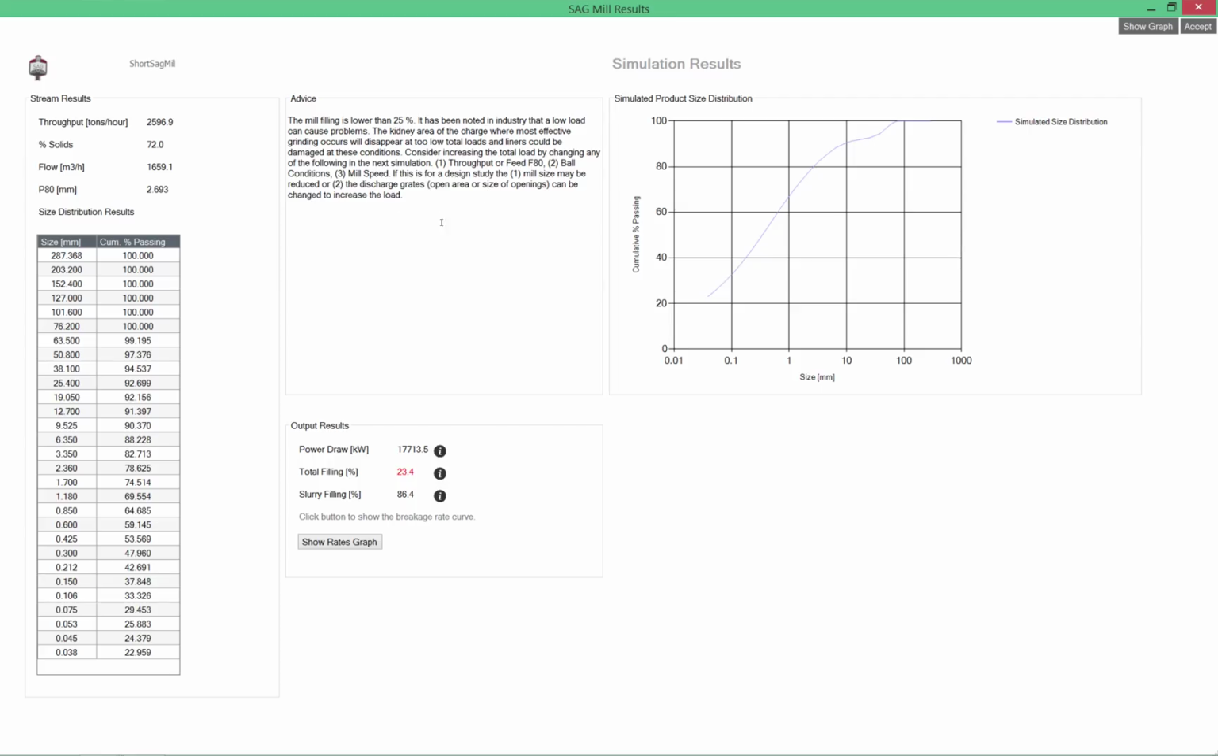Now, what can we do in these type of situations? We can consider changing the throughput, but we're not going to change that because it's forced to be 2,500. We can change the ball conditions in the SAG mill or the mill speed. If you were doing a design study, you would consider changing the mill size or the discharge grates.